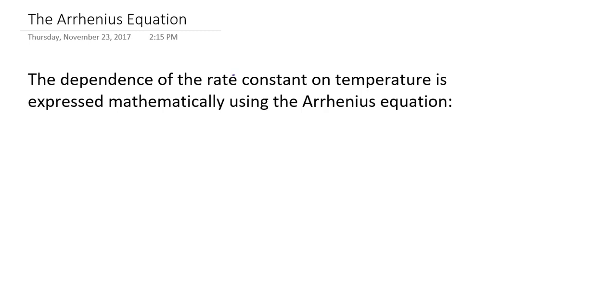The Arrhenius equation says that the rate constant k is equal to a factor A, which I'll explain in a moment, times e, the exponential term, to the negative Ea over RT, where Ea is the activation energy.